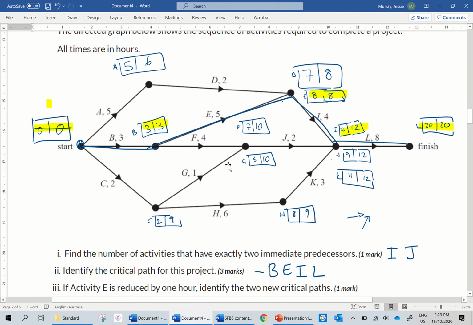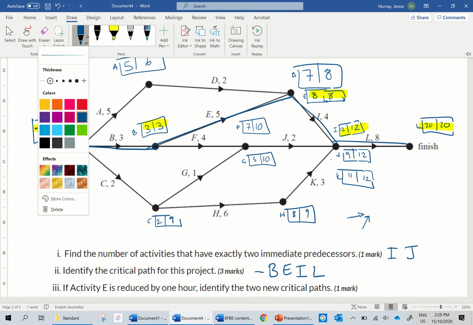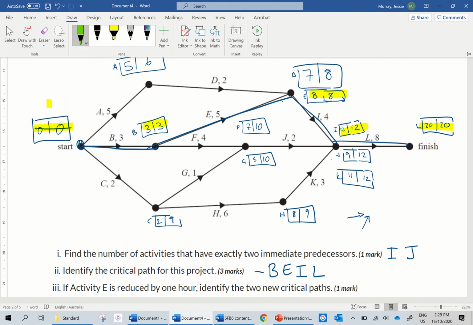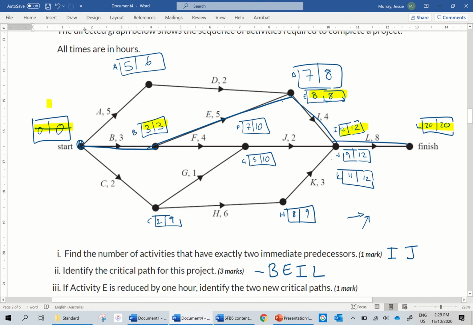All right. The last one is just something that complicates things a little bit. I'll quickly have a look at it with you before we go to the other parts. It says E is reduced by an hour. So now we have, instead of 5, we have 4. Okay. Then it says identify the 2 new critical paths. So this changes things.